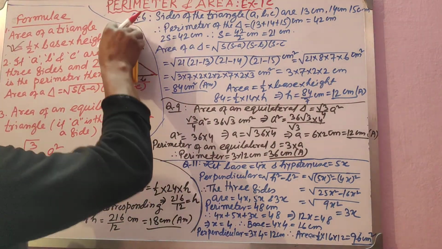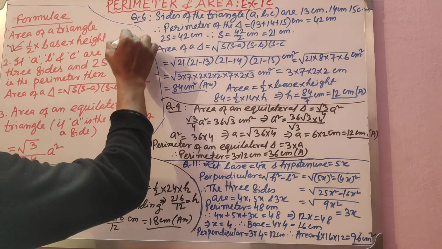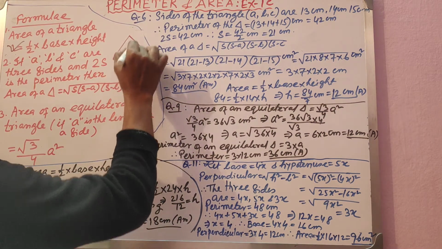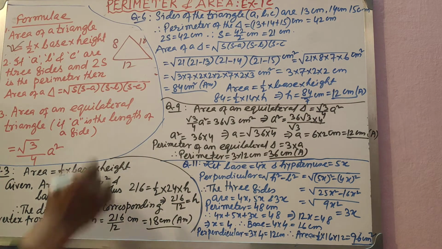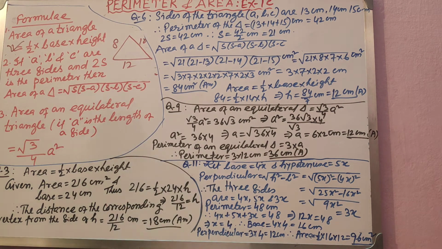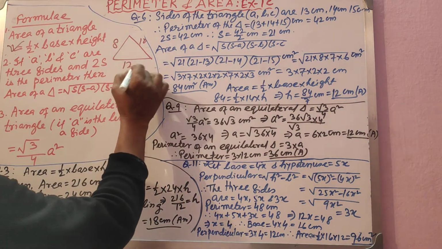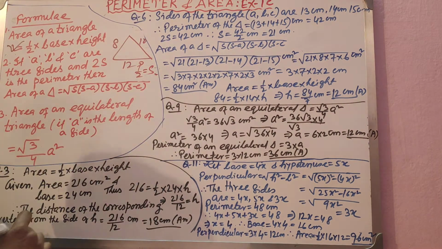Now formula 2 is, for any triangle, if you know three sides. Suppose the three sides are 12, 10 and 8 centimeters. So you can find out the perimeter. Perimeter will be 12 plus 10 plus 8, that will become 30. So what will the semi-perimeter be? Semi-perimeter is perimeter divided by 2, which is denoted as S.